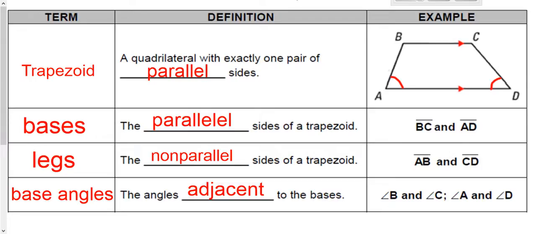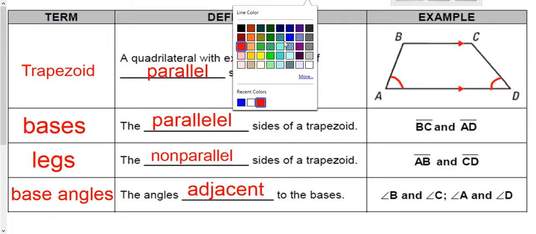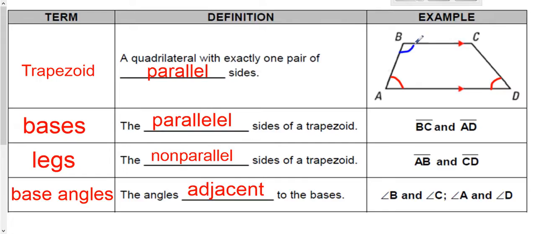And they're not necessarily equal to each other. I'm just marking them. In an isosceles trapezoid, we'll see they are equal to each other. But the other pair of base angles for this base are up here in blue.